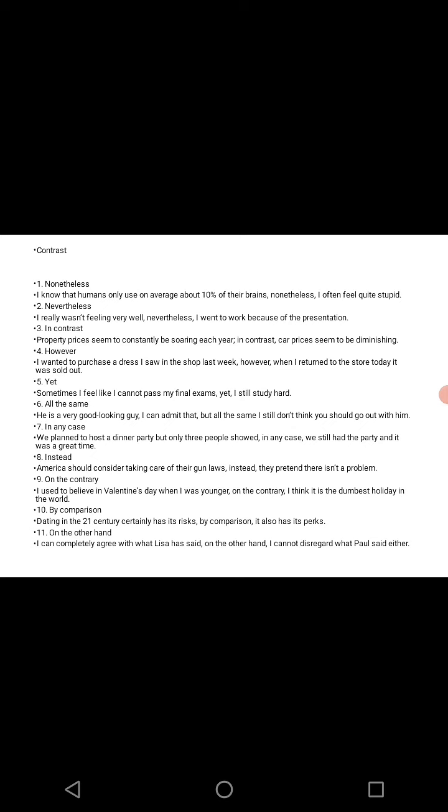Ninth is on the contrary. Their example is: I used to believe in Valentine's Day when I was younger. On the contrary, I think it is the dumbest holiday in the world. Tenth is by comparison. Their example is: dating in the 21st century certainly has its risks. By comparison, it also has its perks. And eleventh is on the other hand. Their example is: I can completely agree with what Lisa said. On the other hand, I cannot disregard what Paul said either.